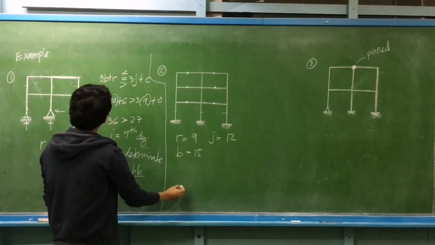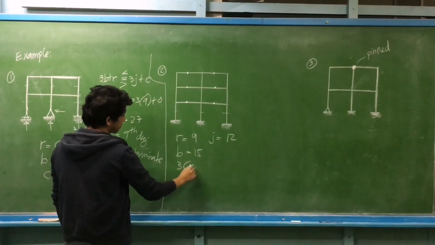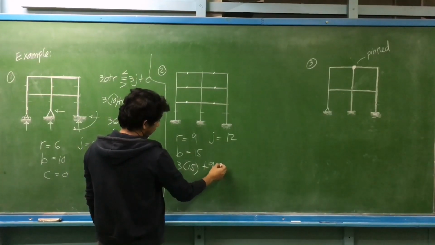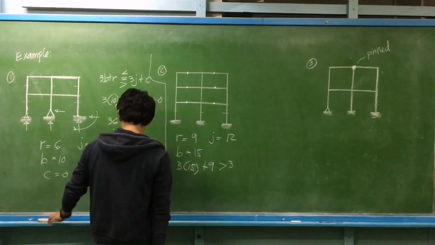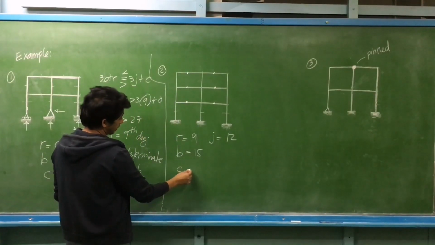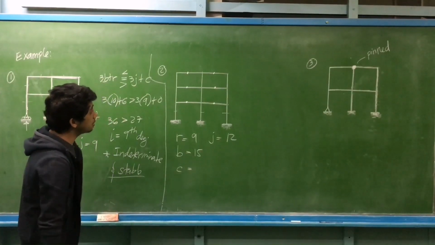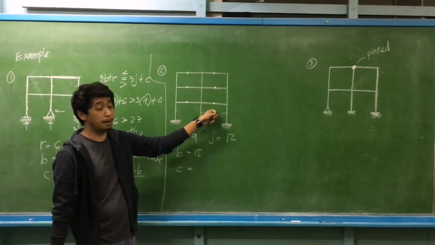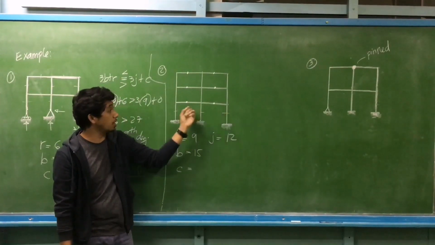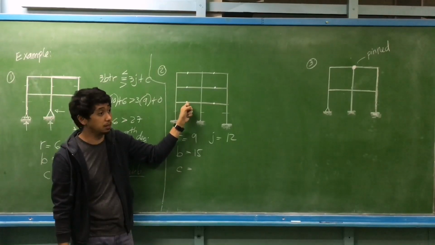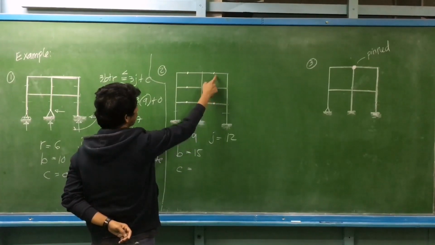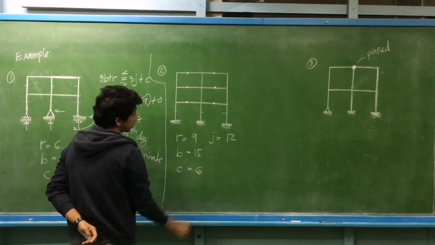So this is 3 times 15 plus the support reactions 9. I think this is greater than 3 times the number of joints. But before that, we need the value of C. Take note, these are pin connections, but they are not in a joint. They are just pin connections in a given member. So we have the value of C: 1, 2, 3, 4, 5, 6. The value of C will be equal to 6.